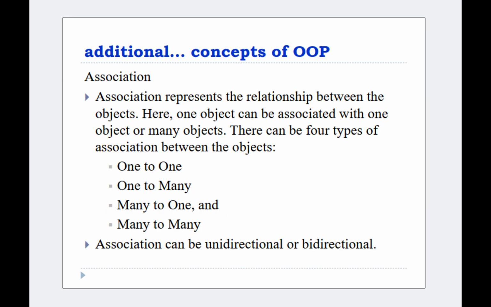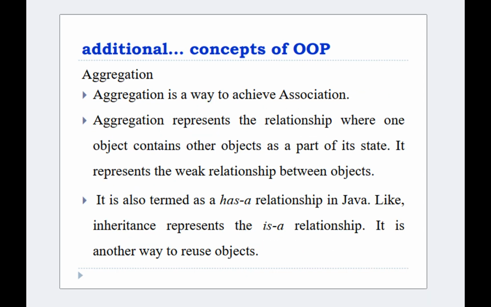Additional concepts of OOP. Association. Association represents the relationship between objects. Here, one object can be associated with one object or many objects. There can be four types of association between objects: one-to-one, one-to-many, many-to-one, and many-to-many. Association can be unidirectional or bidirectional.